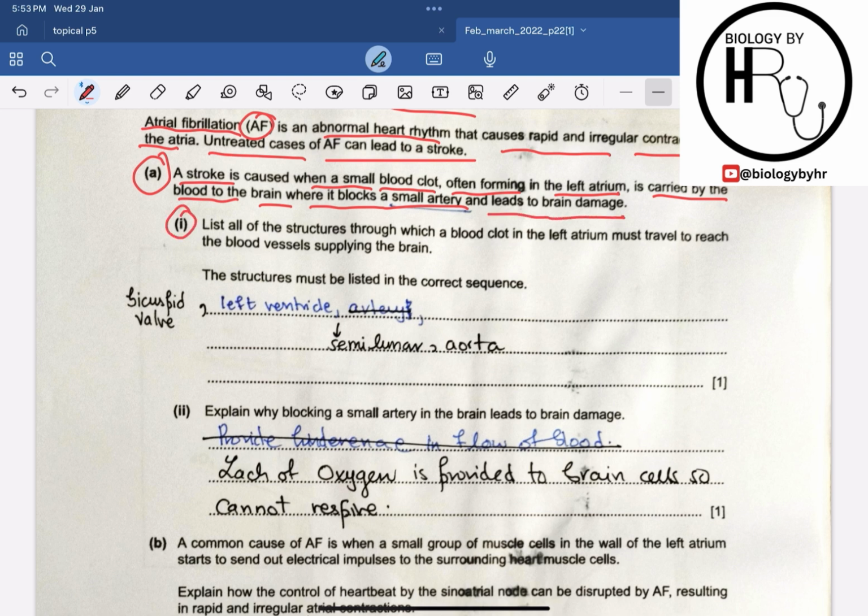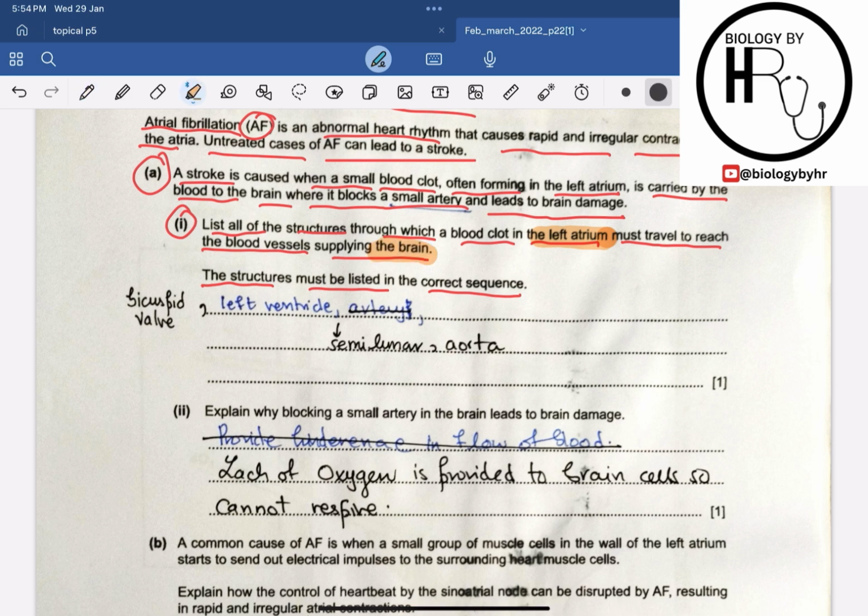Now in part 1 they are saying list all of the structures through which a blood clot in the left atrium must have traveled to reach the blood vessel supplying the brain. The structures must be listed in the correct sequence. So basically in this question they are asking, after the left atrium, which pathway the blood will take to reach the brain.